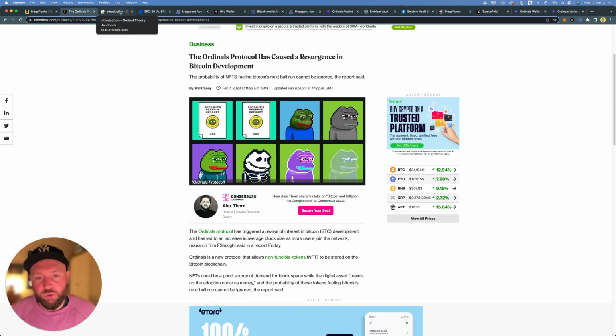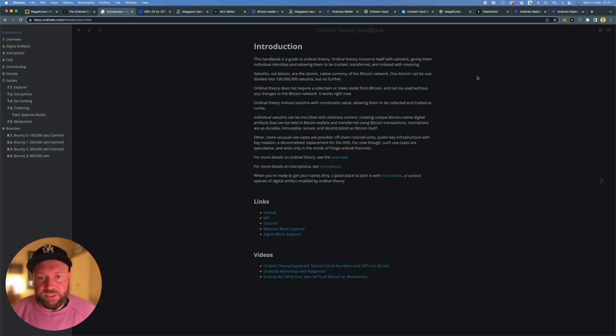It's all driven by Ordinals theory, which allows us to identify and track the smallest unit of currency of Bitcoin, the atomic unit, which is called a Satoshi or a sat. There are 100 million sats that make up one Bitcoin, and each sat is numbered based on the order of mining. And that is the key to understanding this.